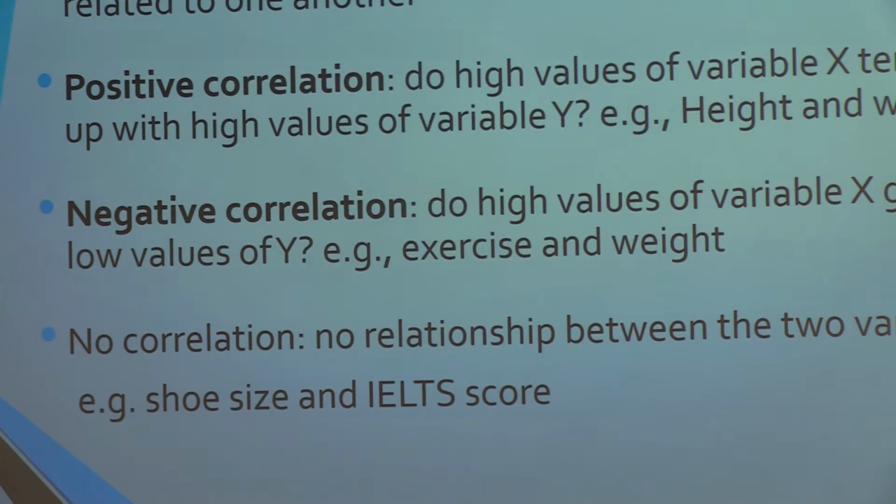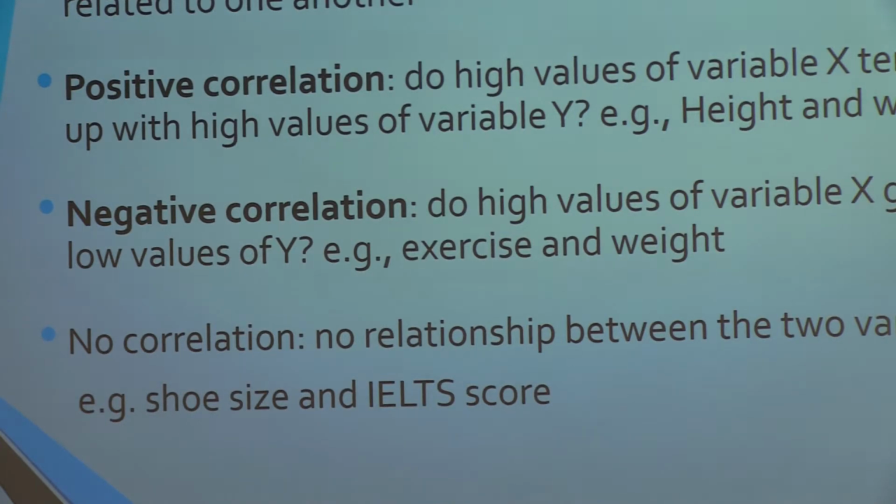Positive correlation. For example, high values of variable x tend to go with high values of variable y. For example, height and weight. Do you agree? Someone who is taller tends to be heavier. This is not always true, right? But this is a tendency, right?